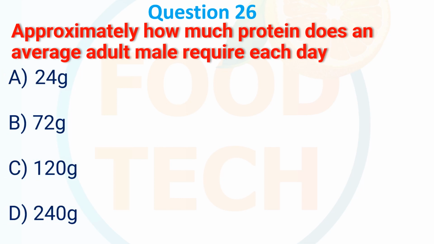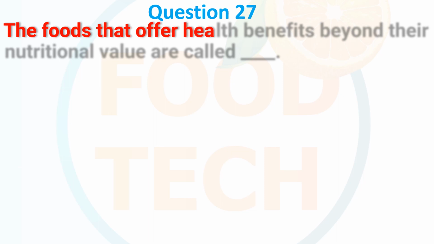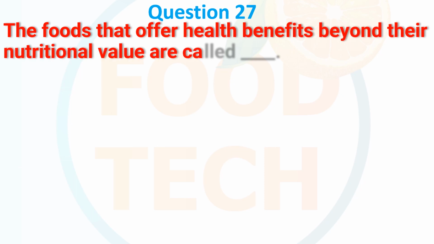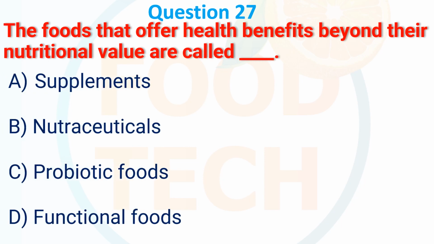A. 24 gram, B. 72 gram, C. 120 gram, D. 240 gram. The answer is B. 72 gram. The food that offer healthy benefits beyond their nutritional value are called A. Supplement, B. Nutraceutical, C. Probiotic food, D. Functional food. The answer is D. Functional food.